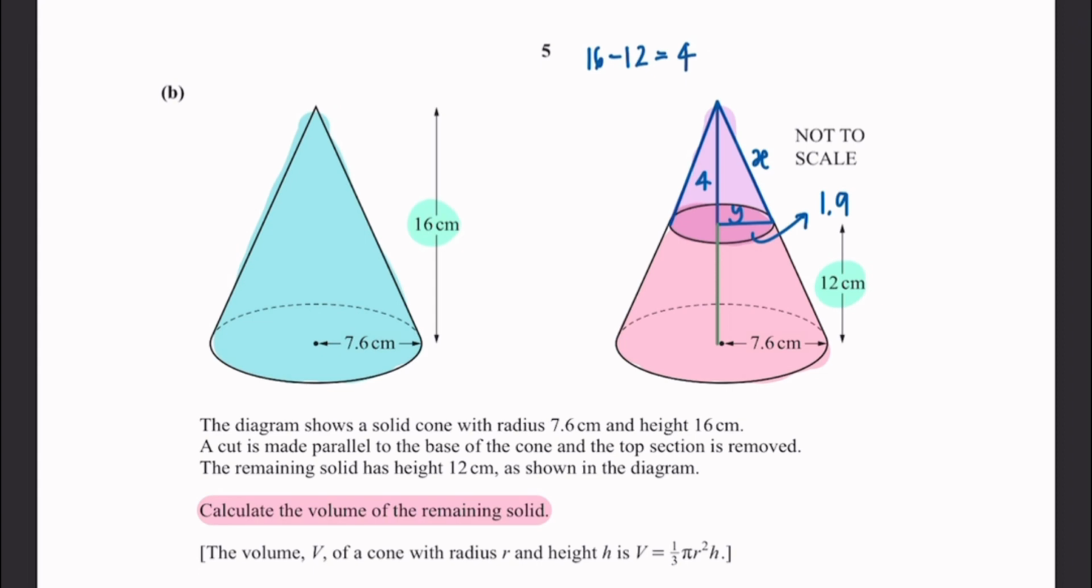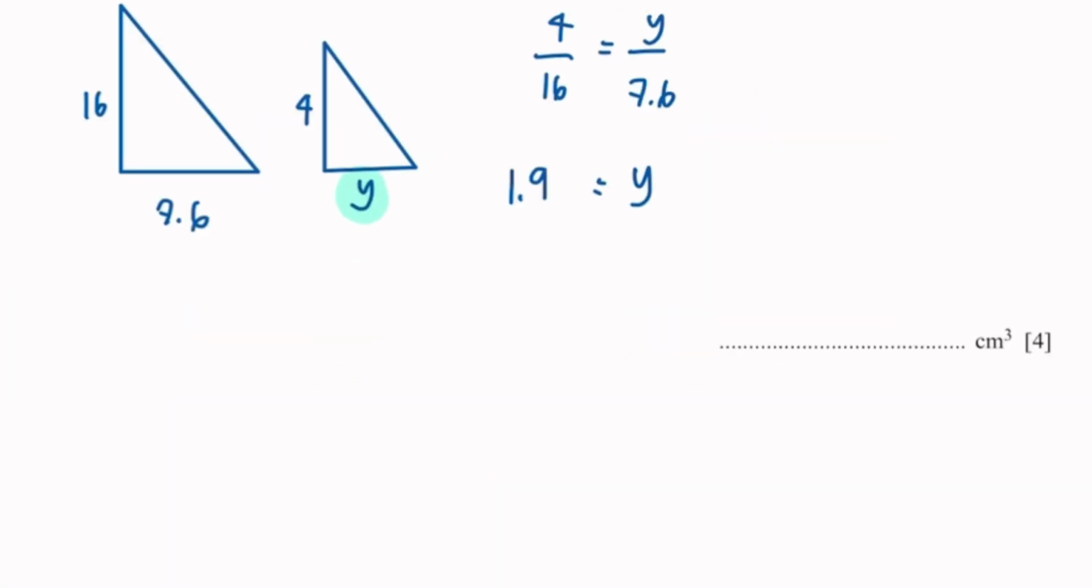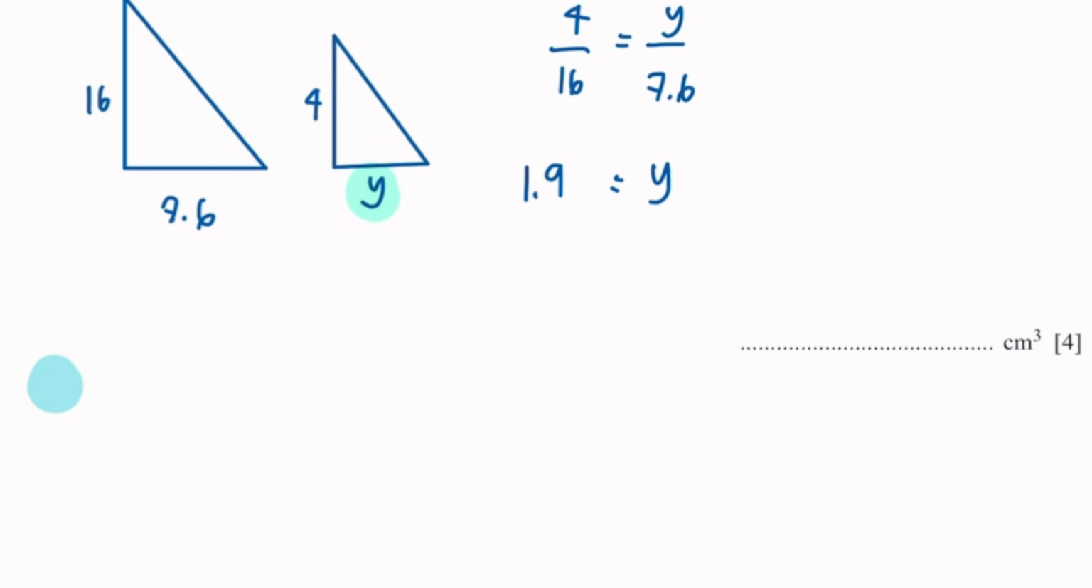And right now we can calculate the volume of the remaining solid. Therefore, the volume of the solid cone, the blue solid cone, is equal to 1/3 multiply pi multiply r squared, which is 7.6, multiply height, which is 16.